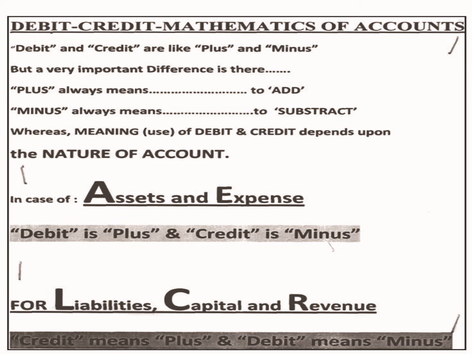For liabilities, capital and revenue, credit means plus. When liabilities, capital and revenue increase, they have to be credited. And debit means minus. When liabilities, capital and revenue decrease, they have to be debited. This is for your better understanding about the nature of accounts and whether they have to be debited or credited.